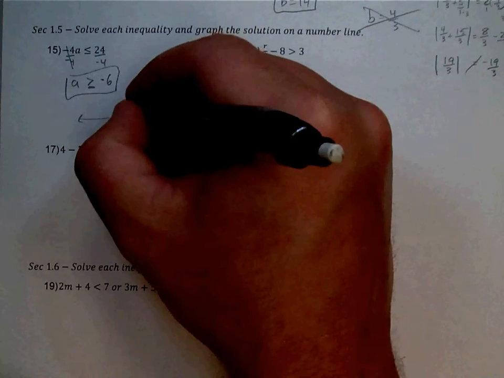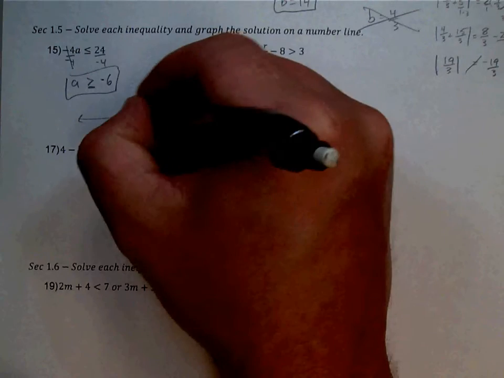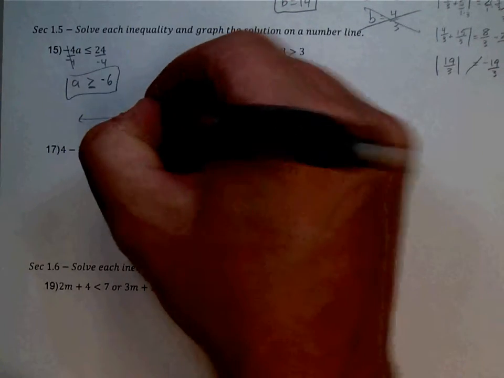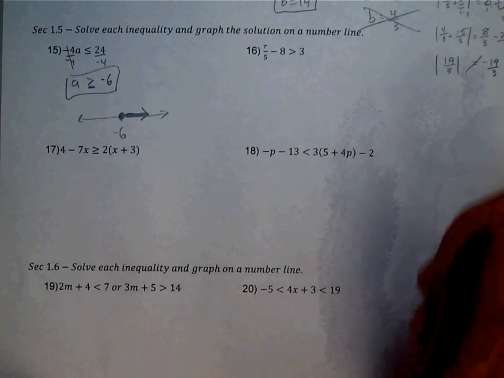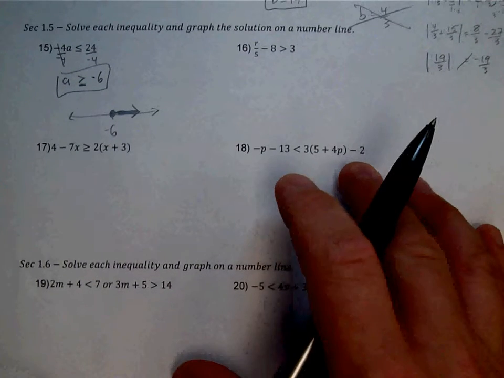It can be equal to, so it's a closed circle. So greater than, so I shade to the right. Make sure you shade it dark so I can see it, and put an arrow there.